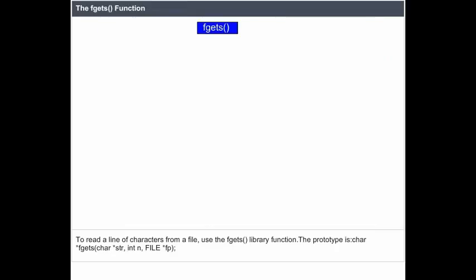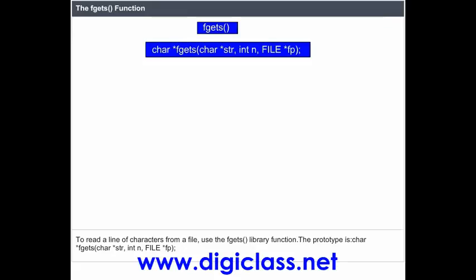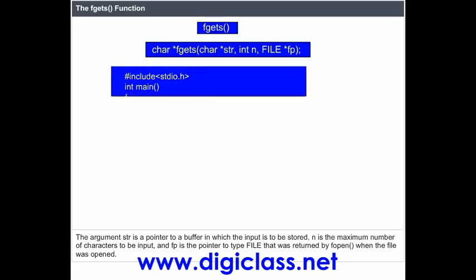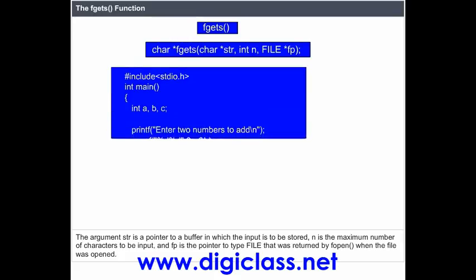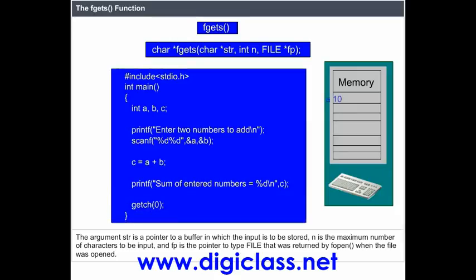The fgets function. To read a line of characters from a file, use the fgets library function. The prototype is char *fgets(char *str, int n, FILE *fp); The argument str is a pointer to a buffer in which the input is to be stored. n is the maximum number of characters to be input, and fp is the pointer to type FILE that was returned by fopen when the file was opened.